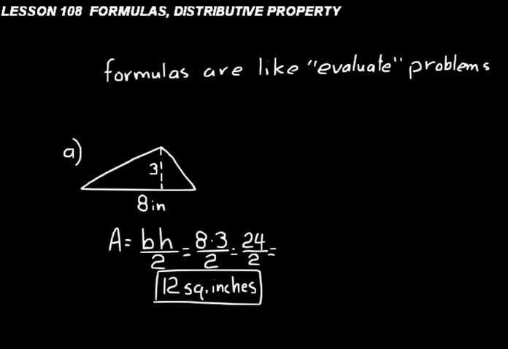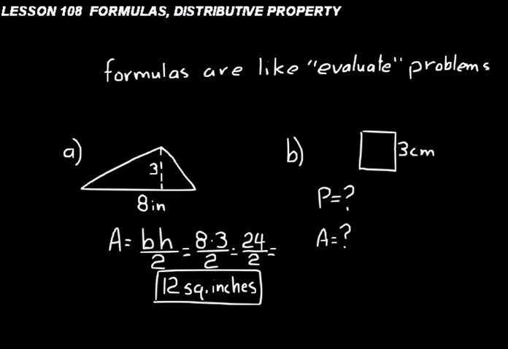So formulas are like evaluate problems. We just substitute the numbers in where the letters are in that formula. The one difference between a formula and an expression that we evaluate is a formula has an equal sign, and it's representing a particular thing, like A for area equals BH over 2, base times height over 2. Look at B. I've shown a square there with a side of 3 centimeters. What is its perimeter and what's its area?